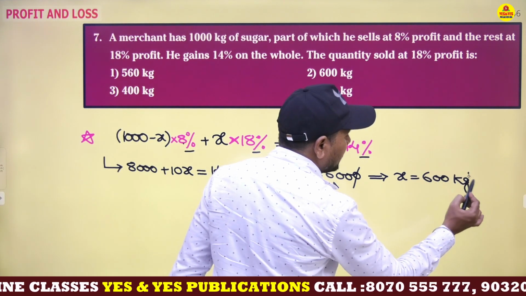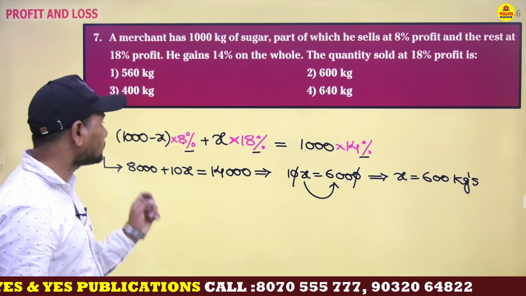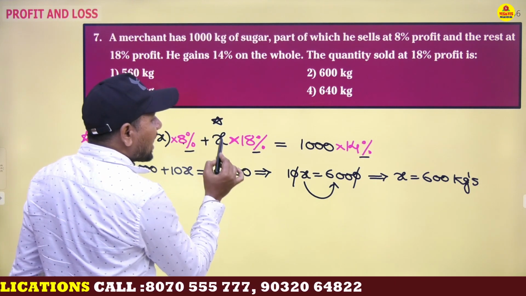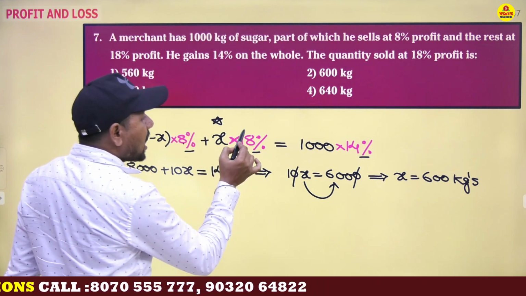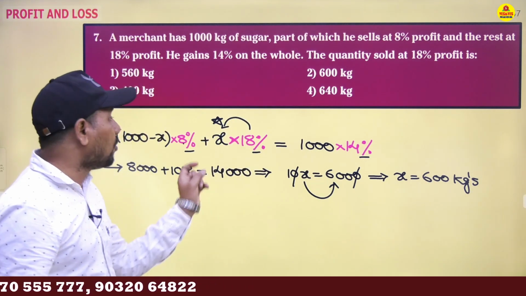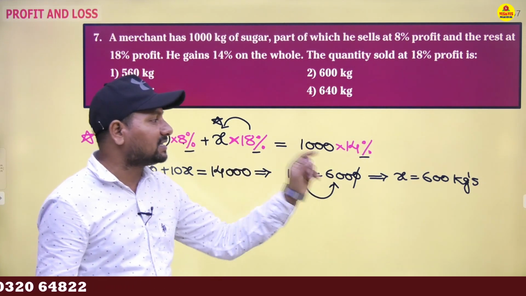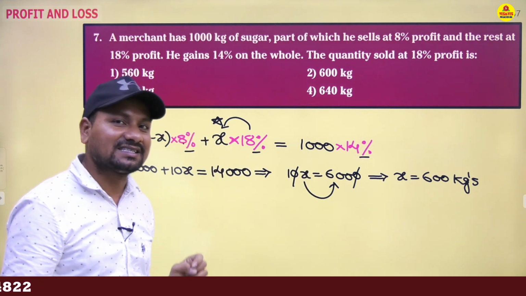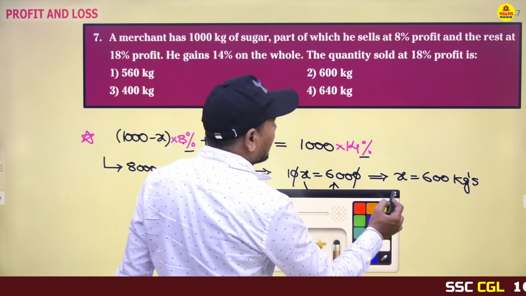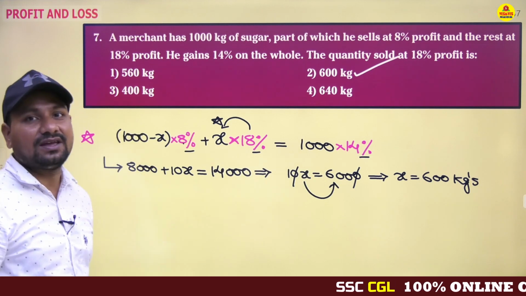So we need to calculate X only. Why am I calculating X? Because X is the quantity sold at 18% profit, which is 600 kgs. Then which option is right? Option 2 is the right answer. This is the way you can solve it.